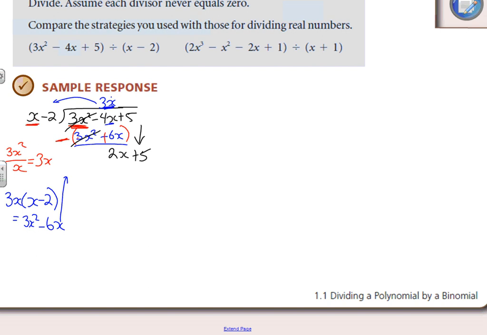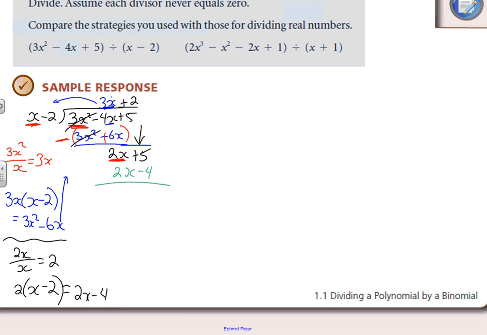And from here, we're going to do the exact same thing. Now we're going to look at the 2x, and we're going to look at the x. So 2x divided by x gives us 2. Write that up over on top. That was a positive 2. So I'm going to put a positive 2 up here. Again, multiply 2 times the x minus 2. So we're multiplying the 2 times the x minus 2 there. Expand that to 2x minus 4. That's the number that we're going to bring in underneath.